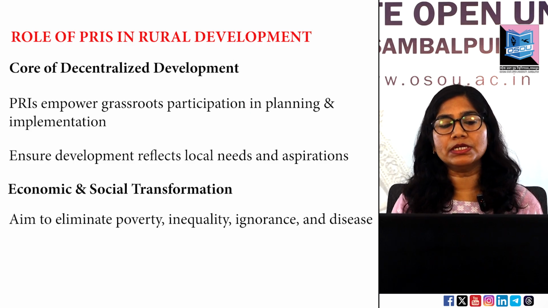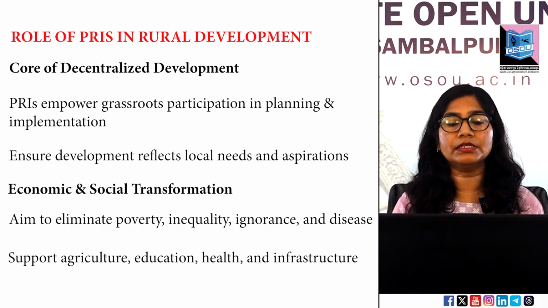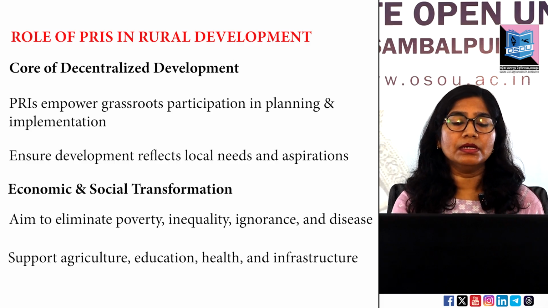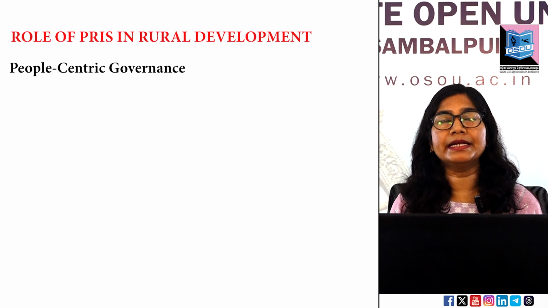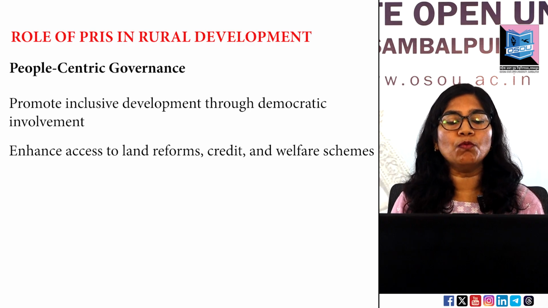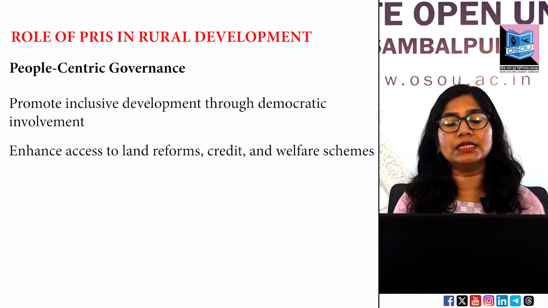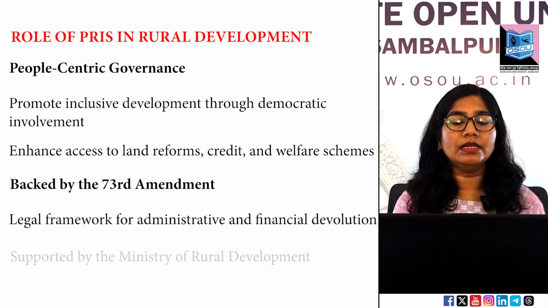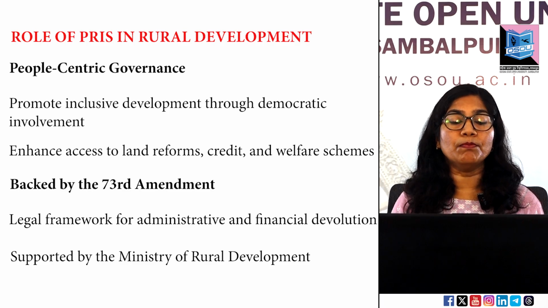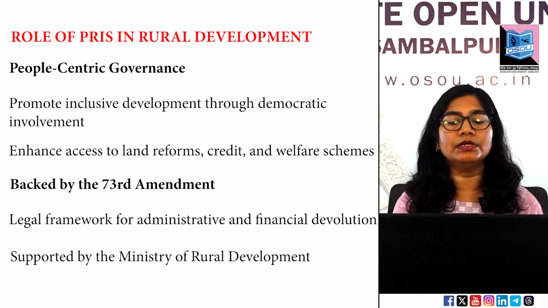The second role is economic and social transformation. It targets elimination of poverty, inequality, ignorance and diseases. The third role is sectoral support that strengthens agriculture, education, health and infrastructure at the village level. And most importantly, PRIs are a people-centric governance system. It encourages democratic involvement of the citizens of the country and it improves access to land reform, credit and welfare schemes. And third, it ensures inclusion of weaker sections, especially SC, ST and women. The legal backing for the PRIs is the 73rd Constitutional Amendment that empowered the people of the scheduled areas, and it is supported by the Ministry of Rural Development for financial and administrative devolution.